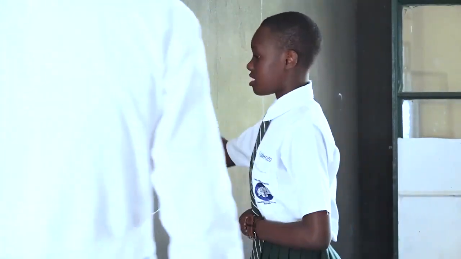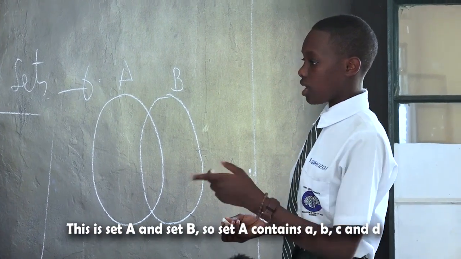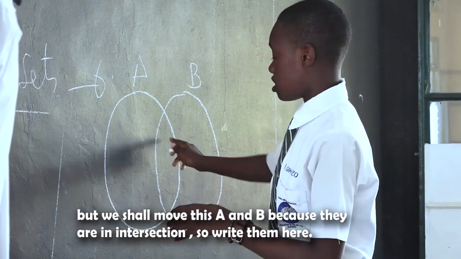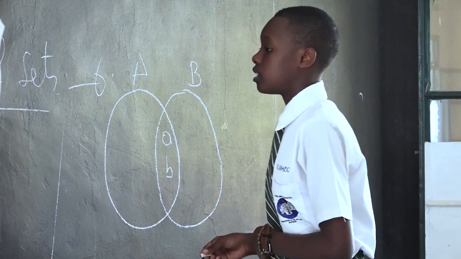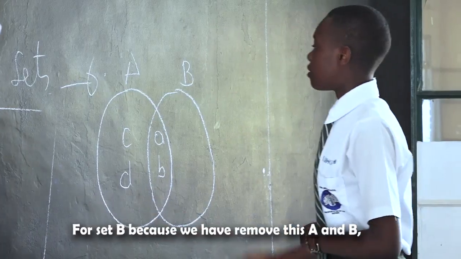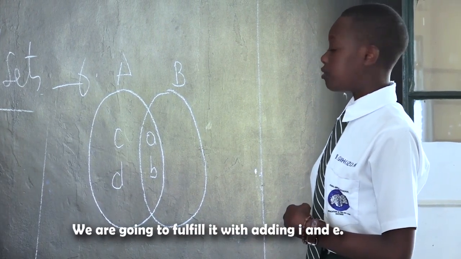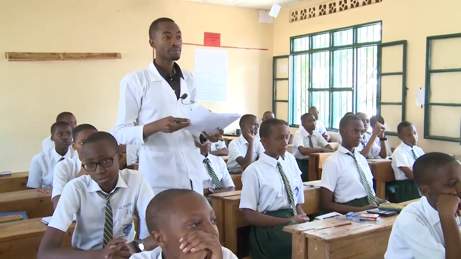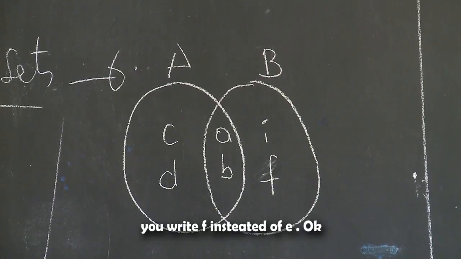Okay. This is set A. This is set B. All right. So set A contains A, B, C, and D. But you shall move this A and B because they're in the intersection. So you write them here. And we continue by filling this set. And for set B, because we have removed this A and B, we are going to fill it by adding I and F. Yes, it is F.